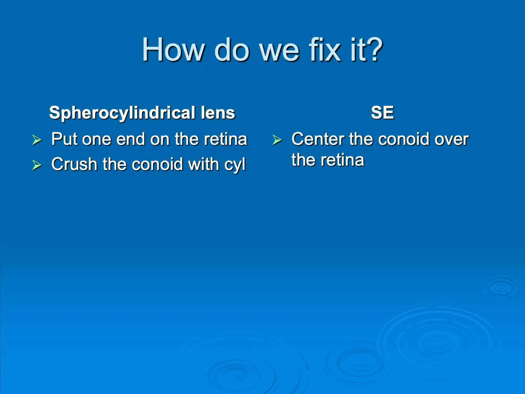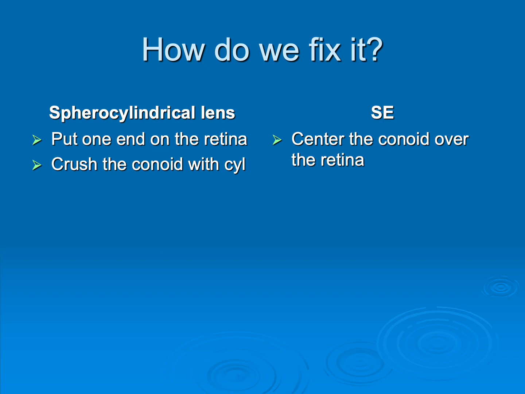And when we have astigmatic refractive errors, we can fix that with a spherocylindrical lens, which is what most prescriptions are. It's a sphere plus some amount of cyl, and that will put one end on the retina, and then it will crush that conoid with the cylinder part back to where it's all at the same place, because that's what you want to do with astigmatism, is get all of your rays focusing on one spot.